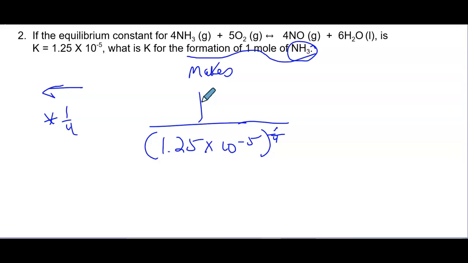So here's how I would do it on my calculator. 1.25 times 10 to the negative 5th, caret 1/4. Remember, you may have to use a set of parentheses or a double set depending on your calculator. And then I'm going to take the reciprocal or the inverse by hitting the inverse key. My other set of notes talks about those keys, you might look at those notes. And I'm going to get 16.82.